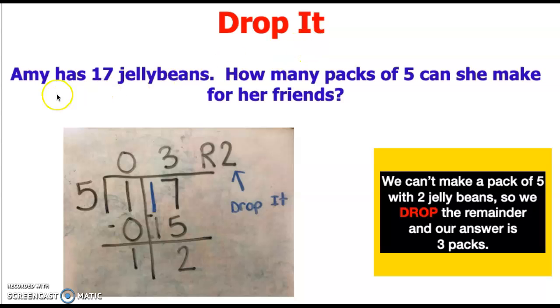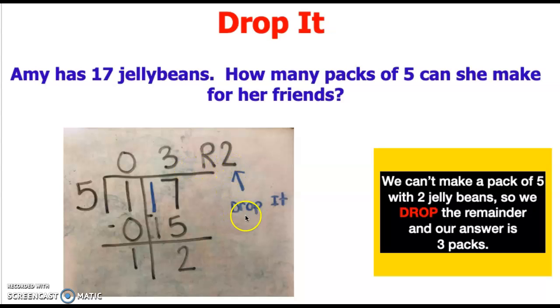Drop it. Amy has 17 jelly beans. How many packs of 5 can she make for her friends? Again, I have my problem set up. 17 divided by 5, using column division again. My answer is 3, remaining 2.